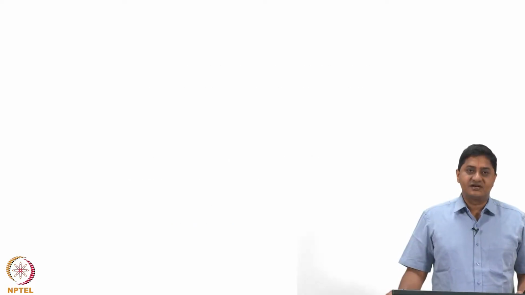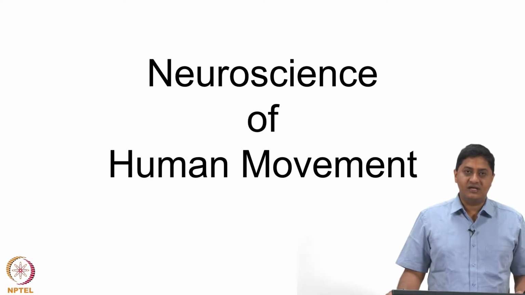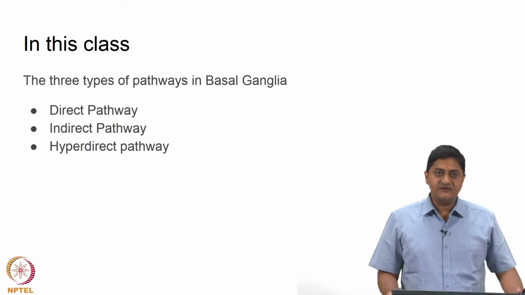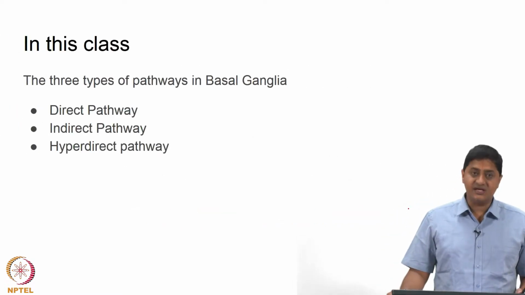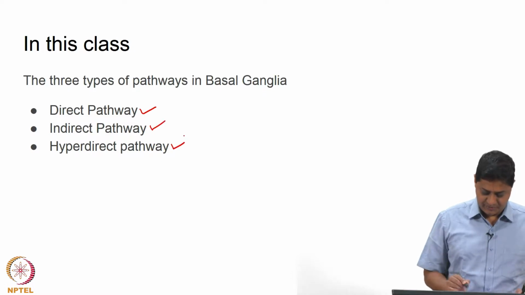Welcome to this class on neuroscience of human movement. In this class, we will be talking about pathways within the basal ganglia. Essentially there are three pathways in the basal ganglia. In this class we will be seeing the direct pathway, the indirect pathway and the hyperdirect pathway.